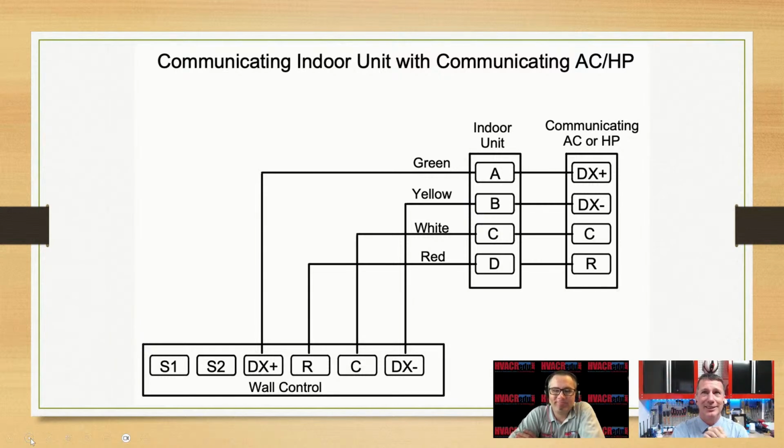Looks pretty similar. What do you see there, Todd? A DX positive, DA or DX negative. I wonder which ones those are. In our indoor unit, it might call them A, B, C, and D, but all we've got to do is look at the wall controller, or look at the outdoor unit, and we see exactly what those things are. So I see 24 volt hot between common and D or R. And then I see a negative communicating signal on B or DX negative and a positive on A.